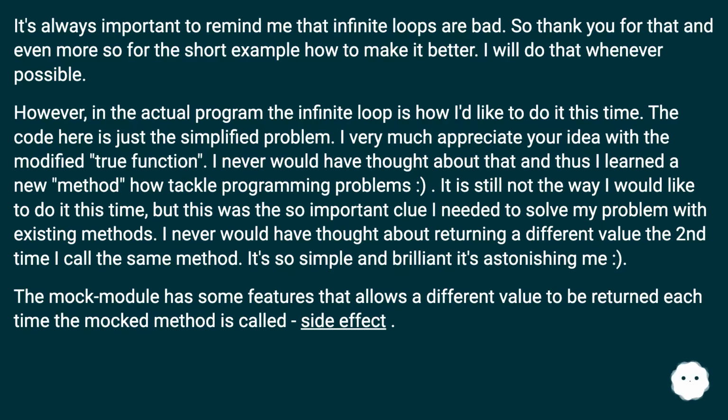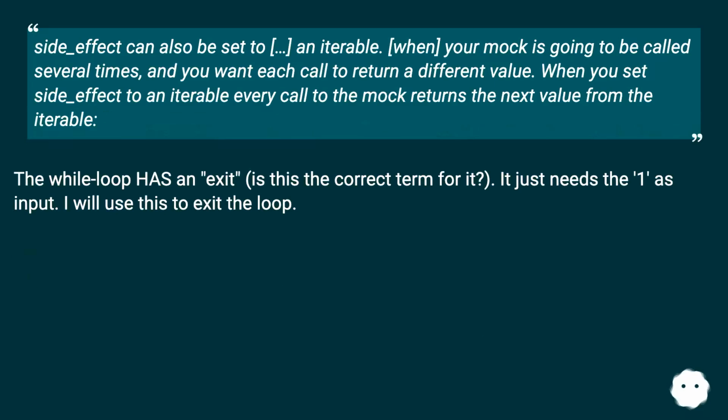The mock module has some features that allows a different value to be returned each time the mocked method is called, side_effect. side_effect can also be set to an iterable. When your mock is going to be called several times, and you want each call to return a different value. When you set side_effect to an iterable, every call to the mock returns the next value from the iterable. The while loop has an exit.